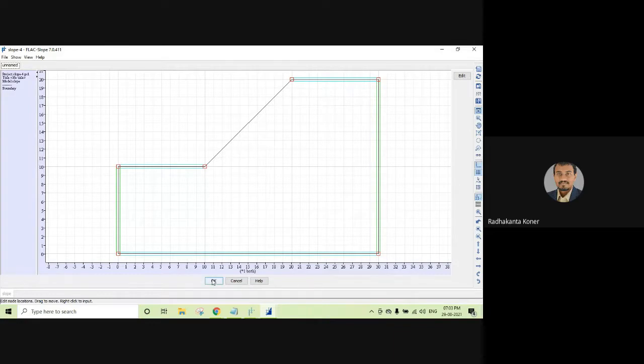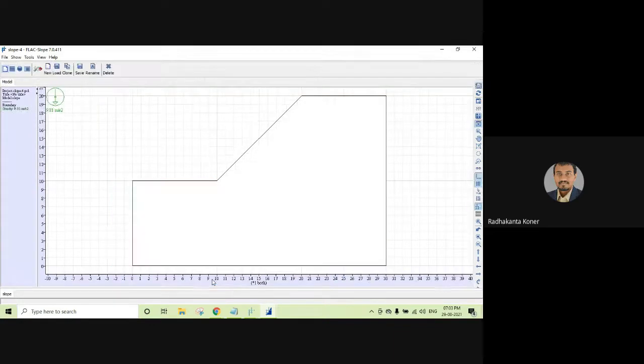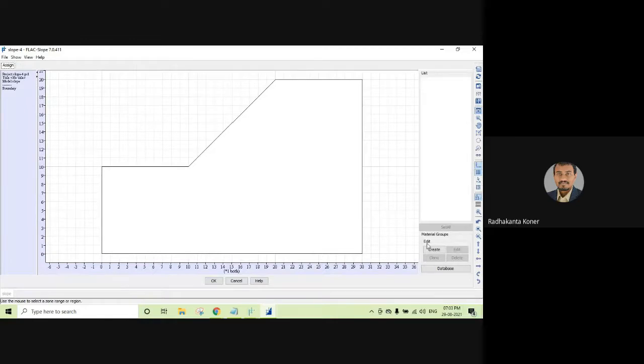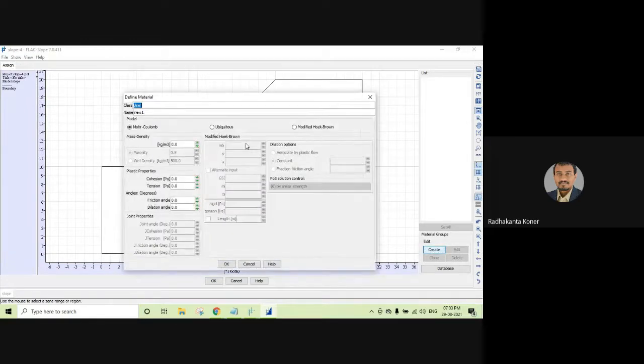So this is a typical slope. This slope, we are not using any command here. Everything we will do following the inbuilt GUI feature that is available. After doing that, we have to put some material here. So create some material, fill it.